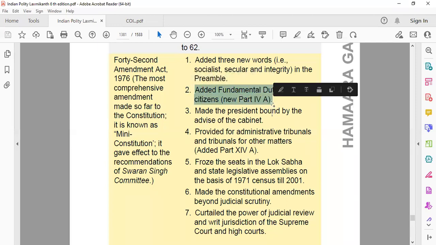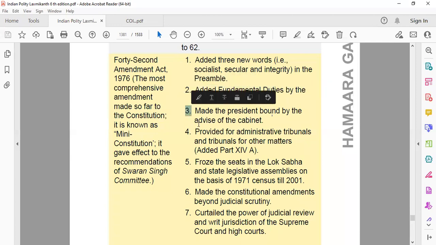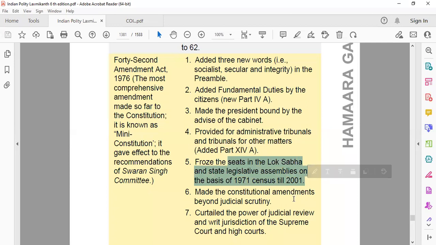New Part 4A. Made the President bound by the advice of the Cabinet. Provided for administrative tribunal and tribunals for other matters. Froze the seats in the Lok Sabha and state legislative assemblies on the basis of 1971 census till 2001.